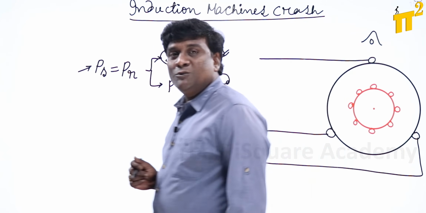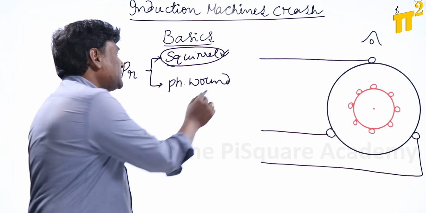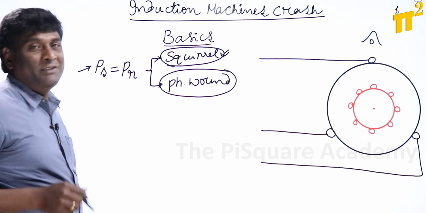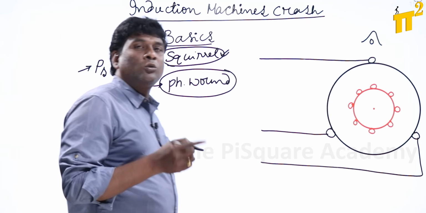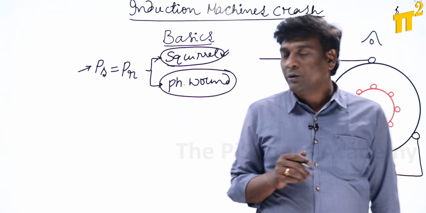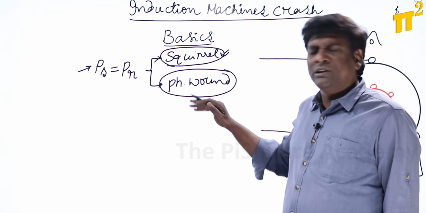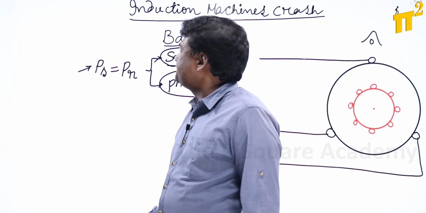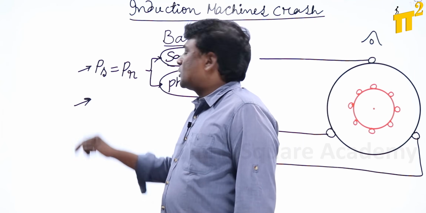But if you think of a phase wound rotor, intentionally you have to design your rotor in such a way that the stator number of poles and rotor number of poles are the same, because it has to be wound separately. Forget about the remaining discussion, because only theory questions can come from here. Now, beyond that, one more point is there.